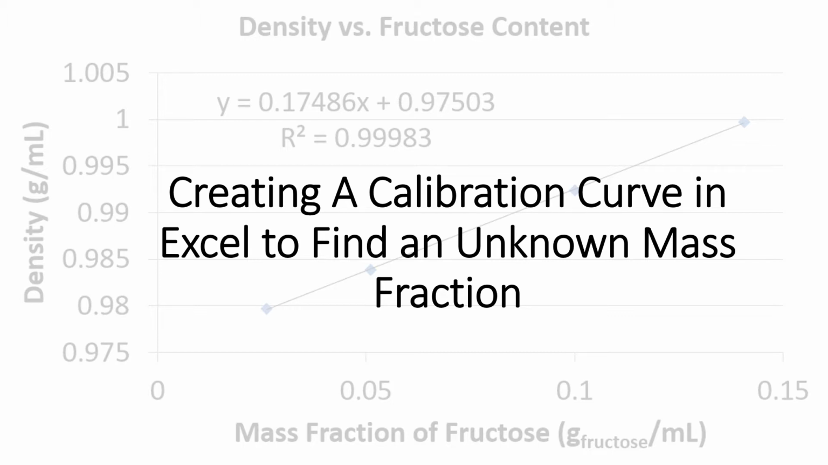We'll be graphing data for 4 different solutions, A, B, C, and D, which each have different mass fractions and corresponding densities. The equation for the line that fits those data points will tell us the relationship between the mass fraction of any fructose solution and its density. If we know the density of an unknown solution, we can find its mass fraction using our calibration curve.